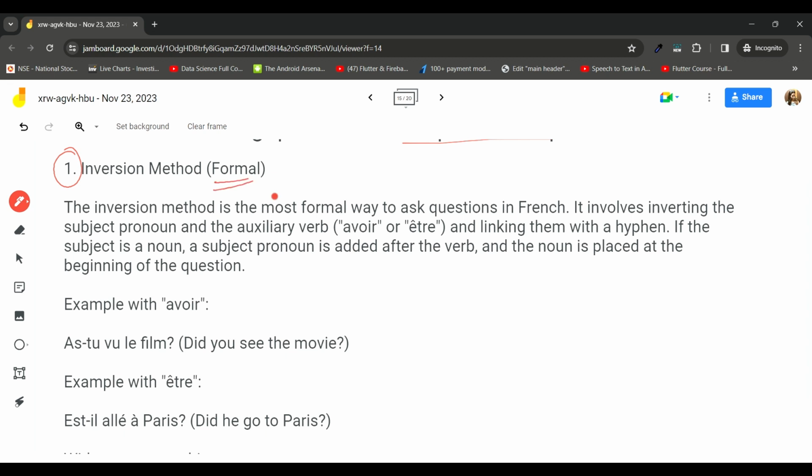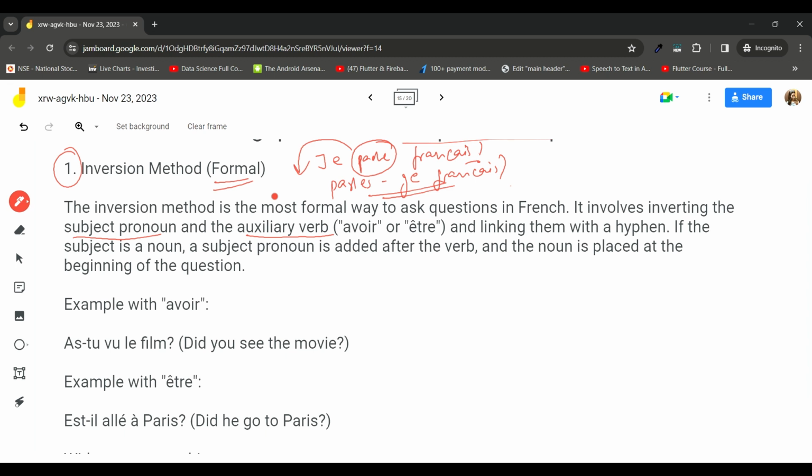Inversion is a very formal method, and it means, for example, normally, je parle français. This is my simple sentence, and I can say je parle français, I speak French. But parle-je français? When I take this verb in front, it becomes a question automatically. This can never be an affirmative statement. It can never be followed by a full stop. The inversion method is the most formal way to ask questions in French. It involves inverting the subject pronoun and the auxiliary verb.